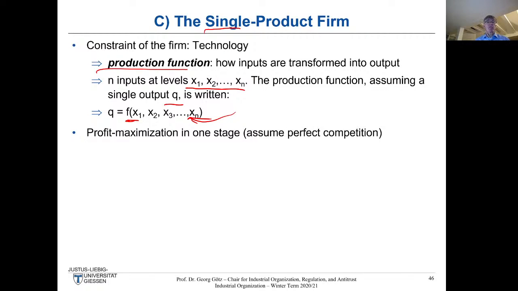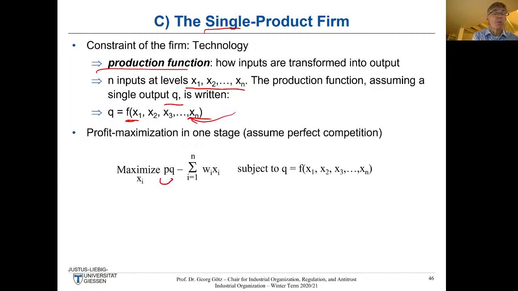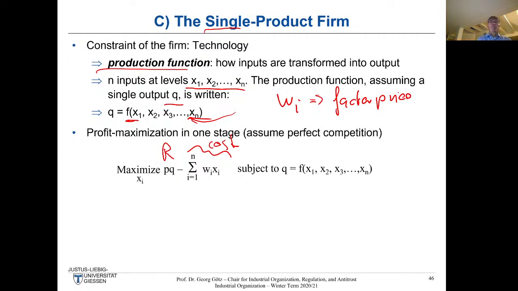If I want to do profit maximization in one stage, I simply maximize profit, which is revenue. Remember, we have a single product. This would be our revenue minus our cost. The w_i are the factor prices, the factor price of factor i.